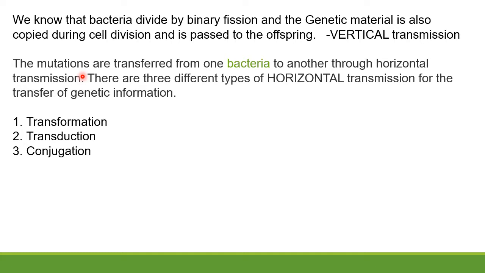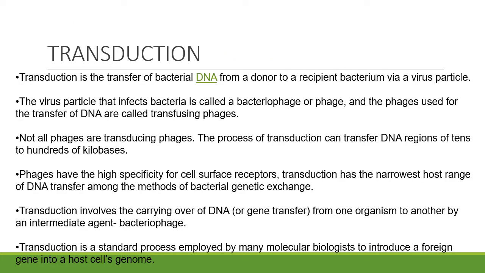This is not seen in each and every bacterial cell or species. So the frequency of horizontal transmission is different, and even the frequency of mutations which get transferred is different. Now there are three different types of horizontal transmission, of which we have covered transformation, and transduction and conjugation are what we are going to focus on. So let's start with transduction.